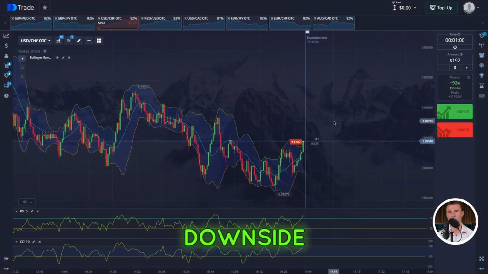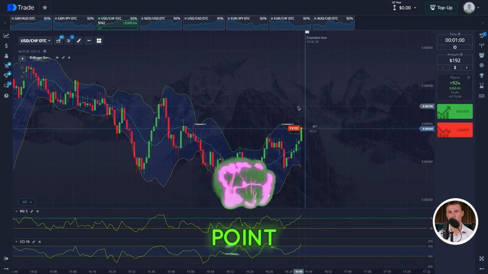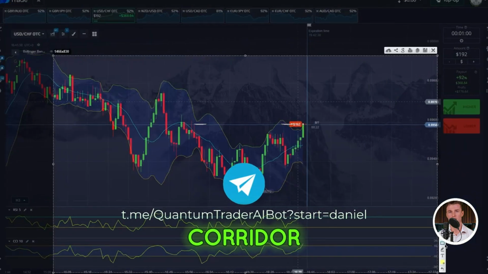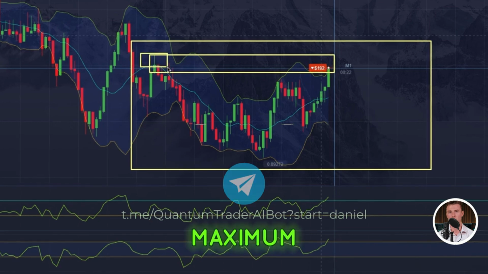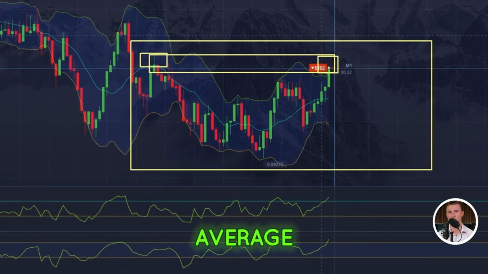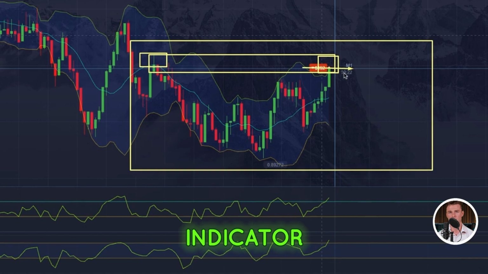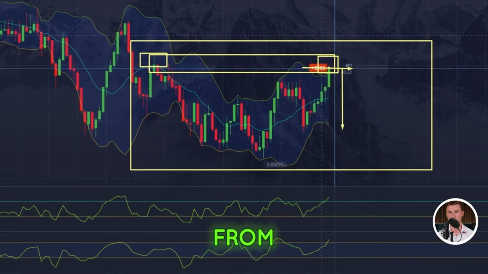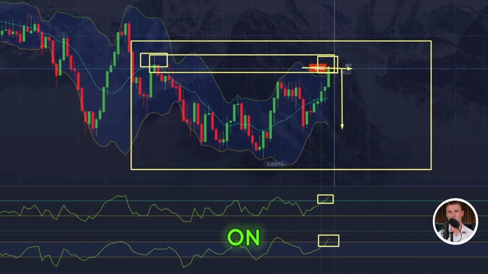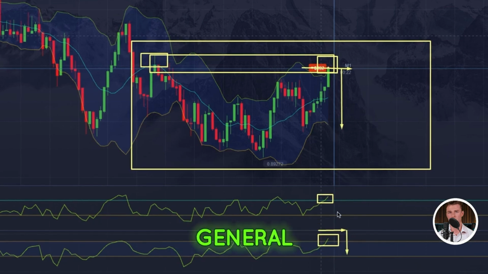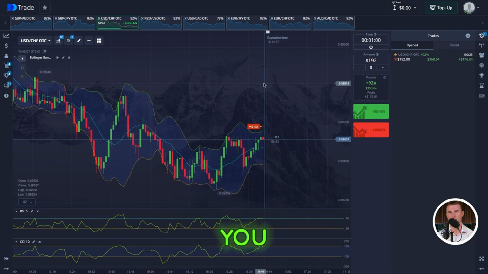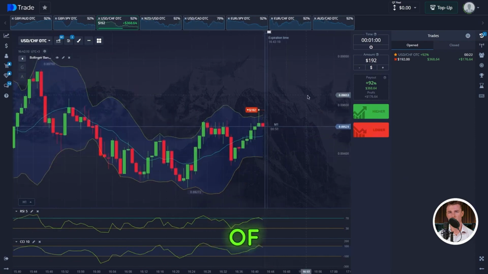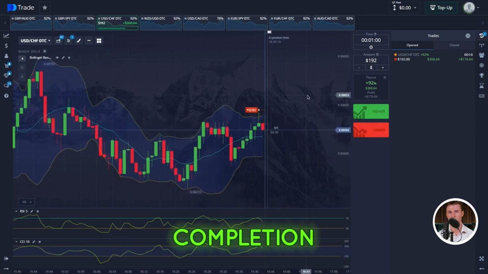Let's open a downside deal here. It's also a good entry point. We can highlight this price corridor, highlight its resistance area, touch it, form a new local maximum, then touch the upper moving average of our channel, the channel indicator, and I want the exit to happen from the overbought area on our two oscillators. In general, the principle of entering a deal was exactly the same, and you can already see the result of the movement. Let's watch the completion of the deal.